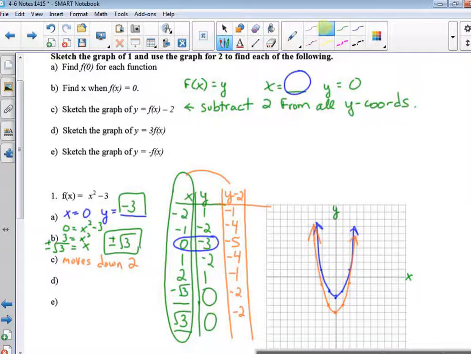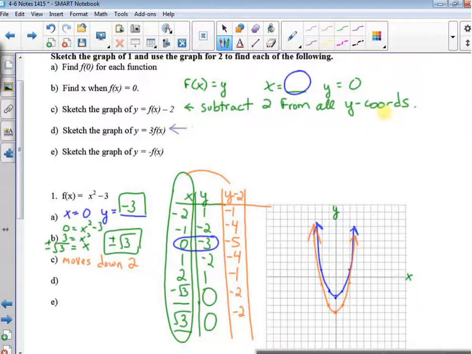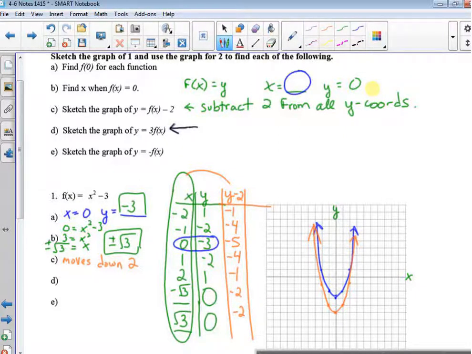Now for D, let's get a different color here. I don't want an orange, I want a darker color. I'm going to go with black. So for this one, we're going to take 3 times y. It's going to be 3 times this original y.